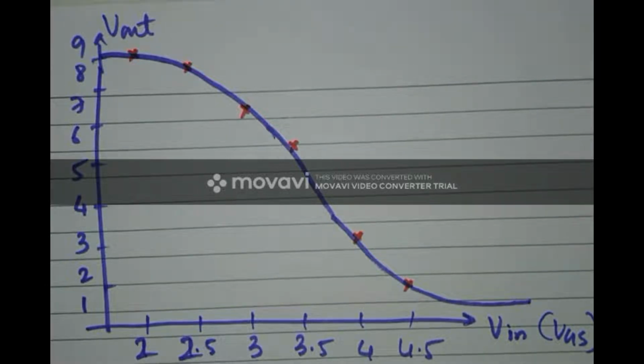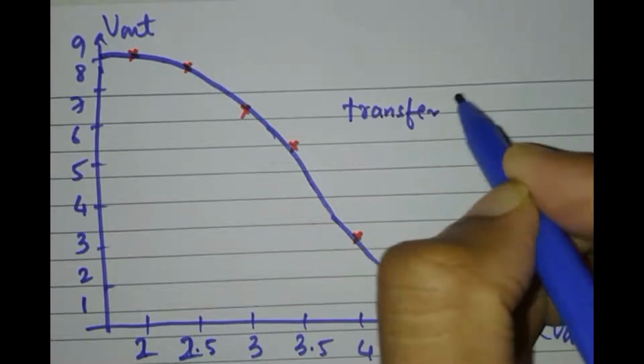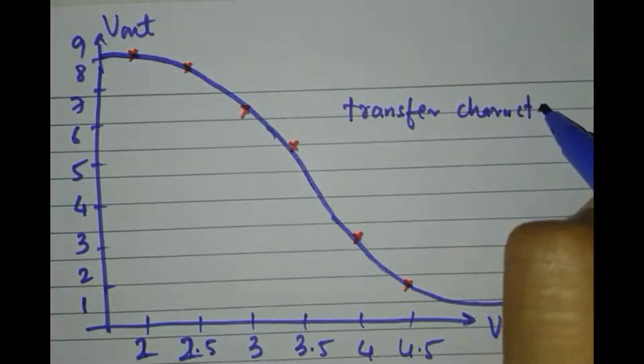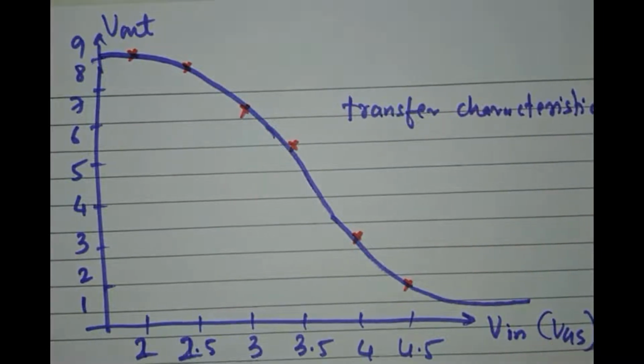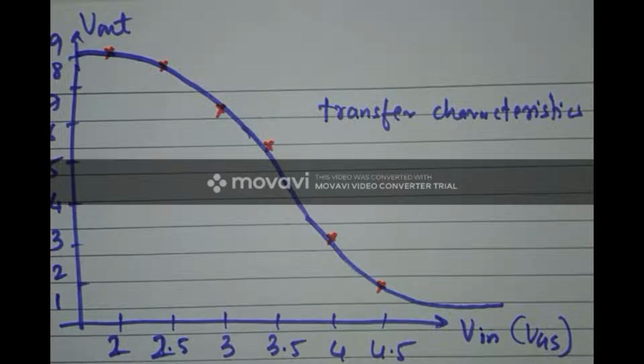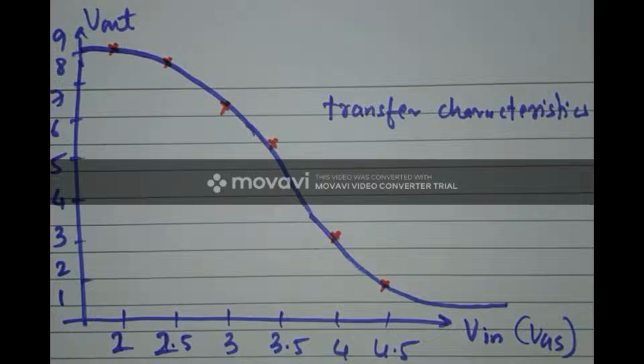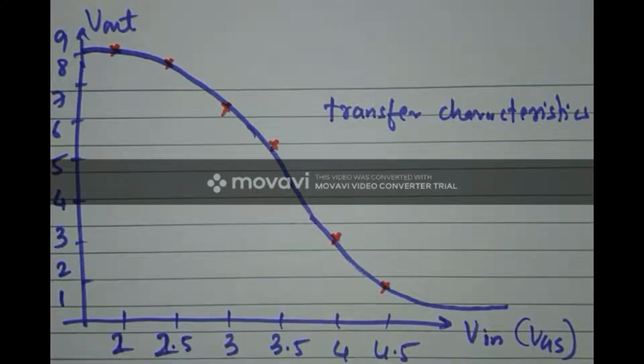So this is the graph which we call the transfer characteristics of MOSFET, which correlates with the VI characteristics of my MOSFET. And what I can interpret from this graph is, let's plot the graph of ID versus VD for different values of VGS.